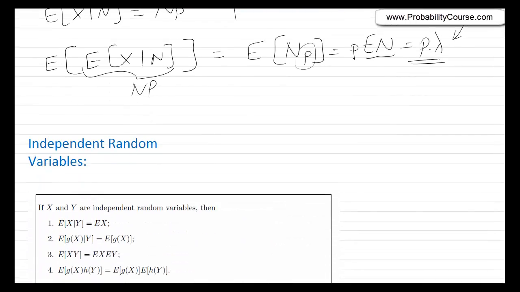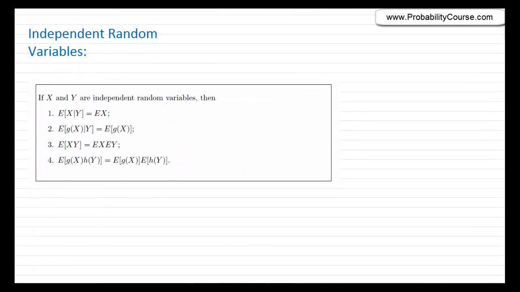As a special case, when we are looking at independent random variables, if x and y are independent, of course, we expect that the conditional expected value is equal to the expected value of x, right?